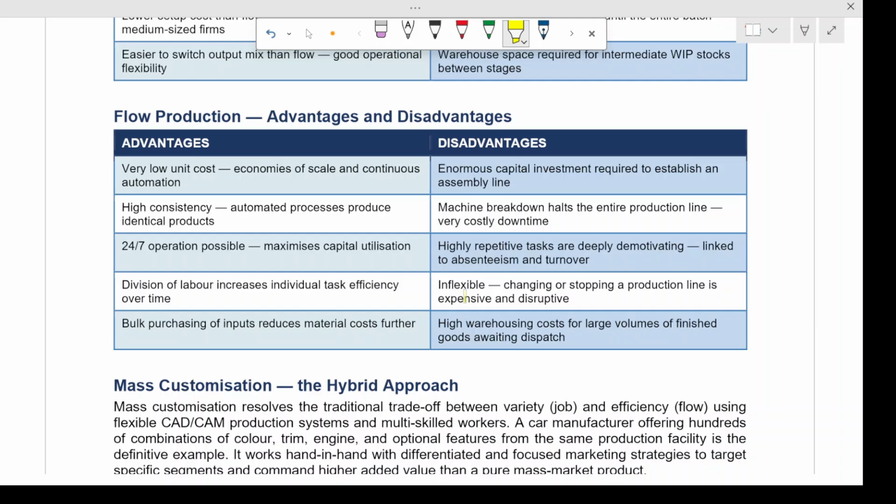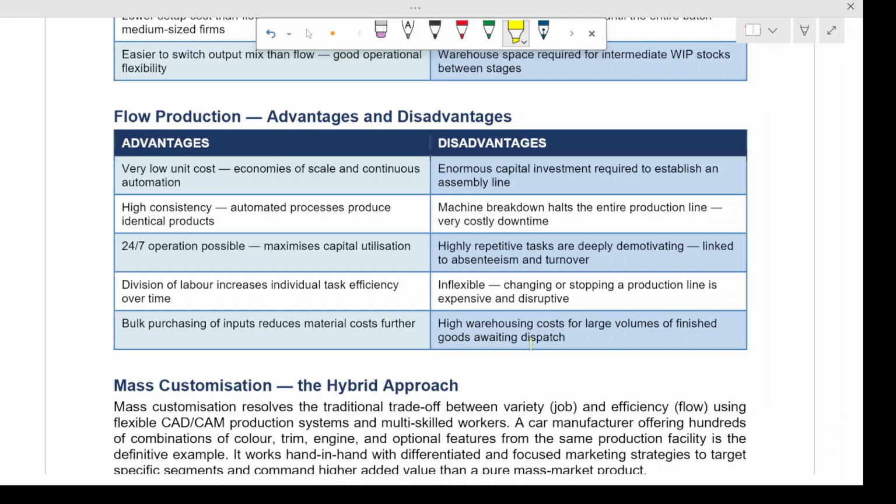Furthermore, it is inflexible. Changing or stopping a production line is expensive. So, if you were to make a small, minute change to the production line, it would be very expensive because nothing is very cheap about those machines. So, it would cost a lot. It would be disruptive because everything would have to be stopped, like we discussed before, and it would also lead to opportunity cost because you're not making the products that you were before.